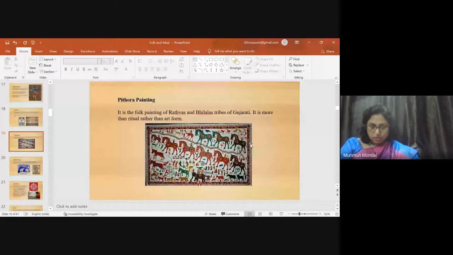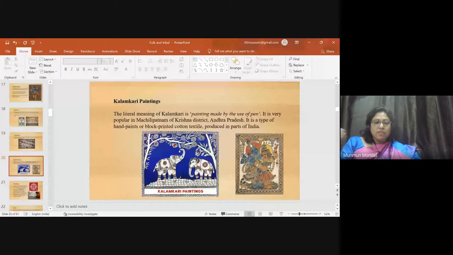Basically, these are paintings of the Rathva and Bhilala tribes of Gujarat, and it is more of a ritual than an art form. But when we talk about the Pattachitra of Odisha, the Pattachitra of Madhubani, that is very much an art form. Like Kalamkari. When we talk about Kalamkari, Kalam means pen. Why did the term come? Because first the line drawing is made by a Kalam, a pen. Then in the initial days, in ancient times, after the drawing with the pen, it was filled with color. And those colors were also not so vibrant in nature.